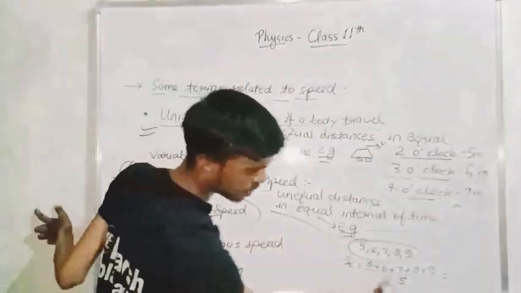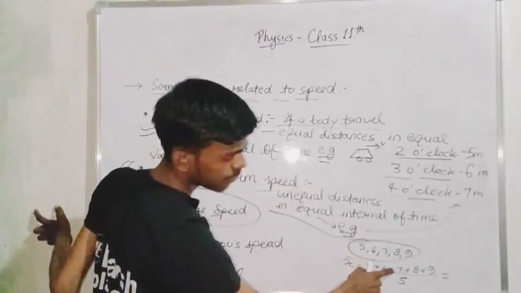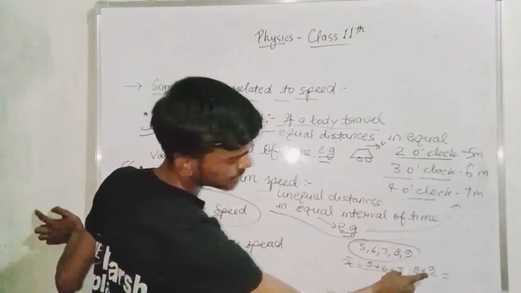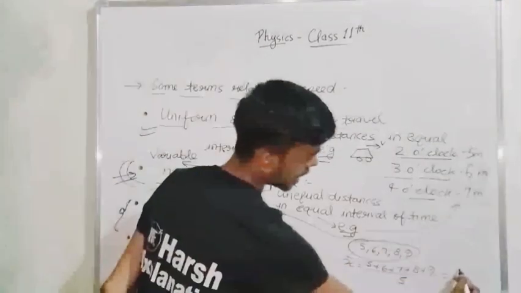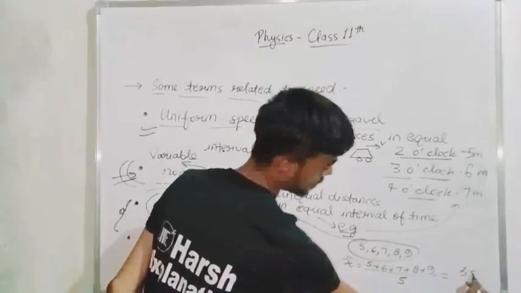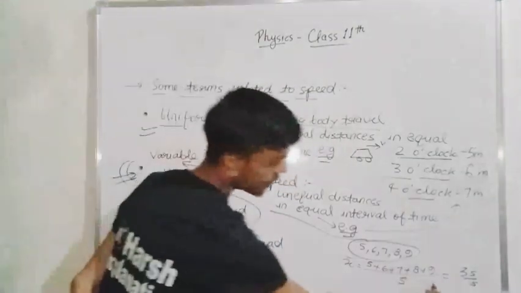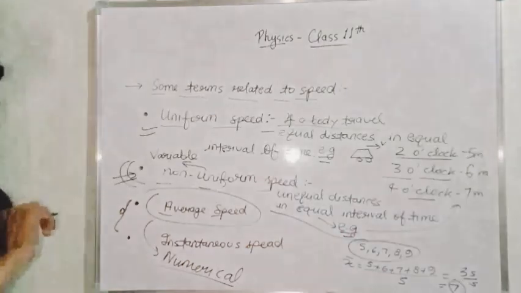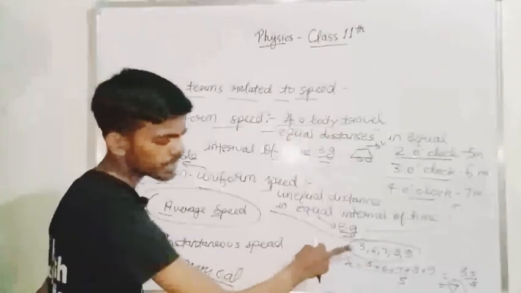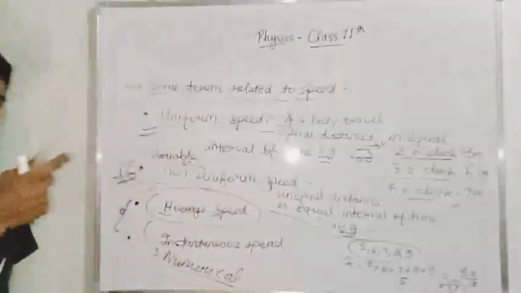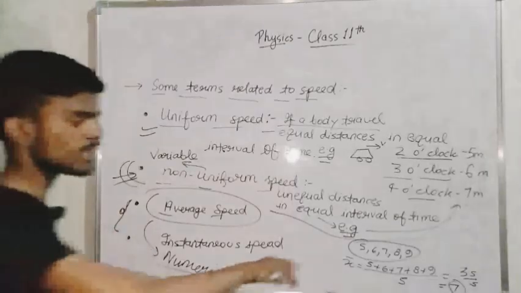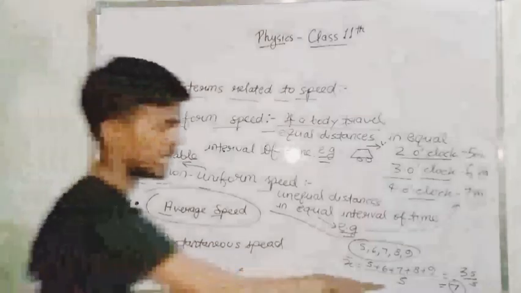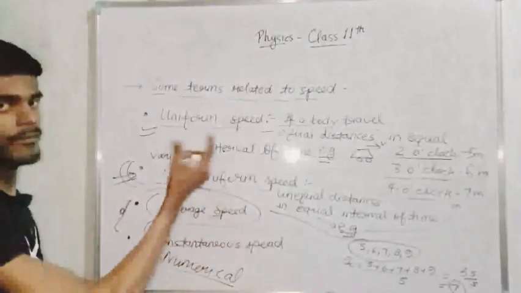If we add all the terms: 5 plus 6 is 11, plus 7 is 18, plus 8 is 26, plus 9 is 35, divided by 5. We see that our average value comes out to be 7. So the approximate common value, approximate to all the values, is 7. That is given by the average value.